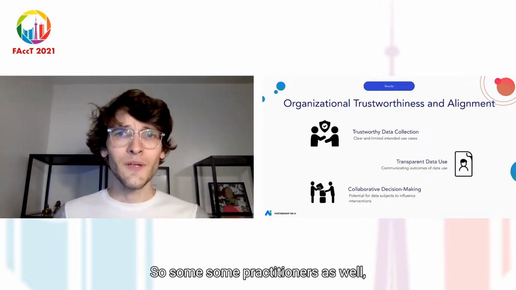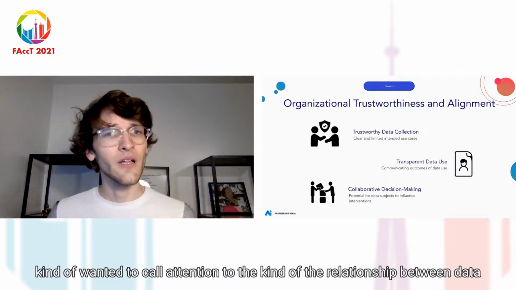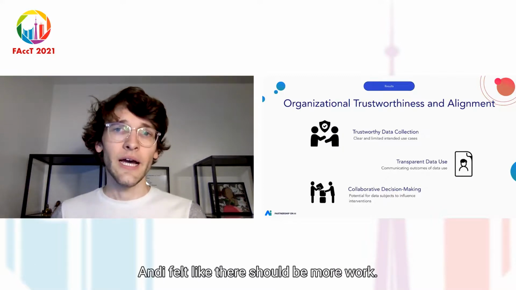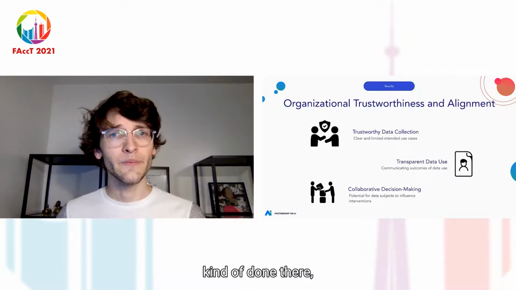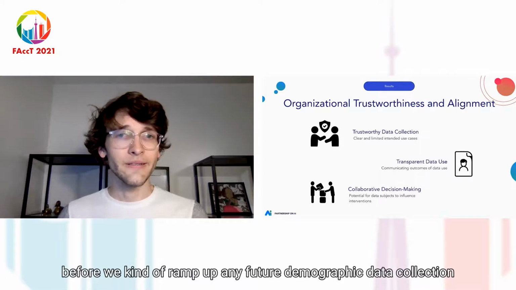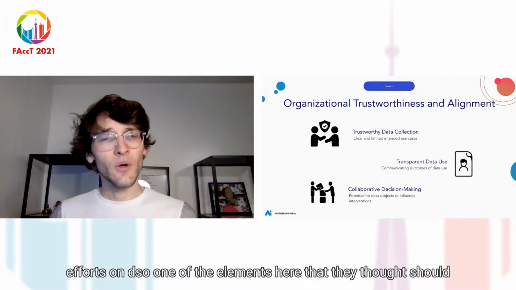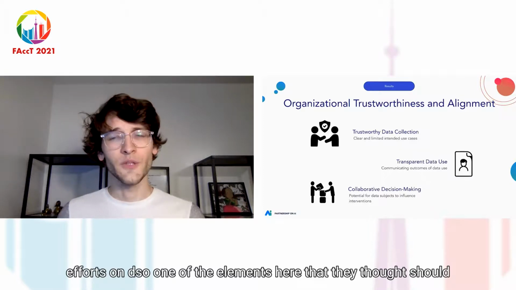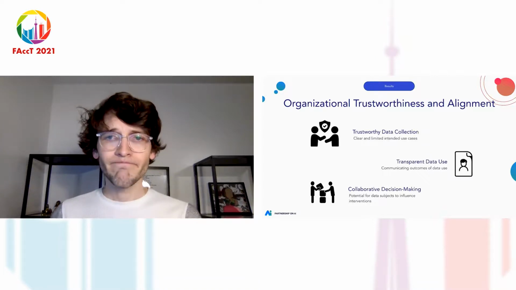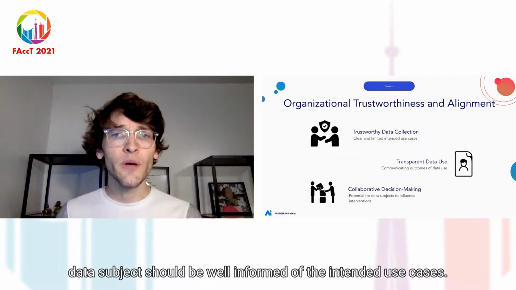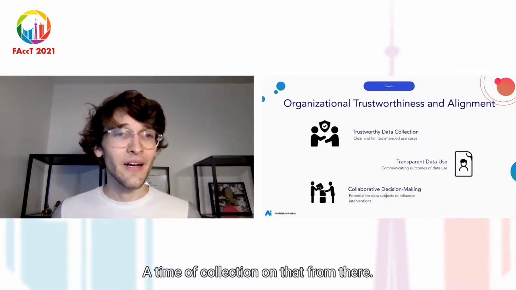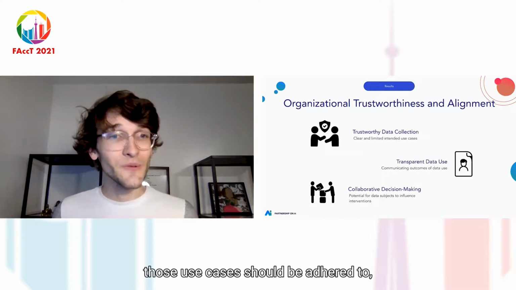Some practitioners also wanted to call attention to the relationship between data subjects and organizations, and felt there should be more work done there before we ramp up any future demographic data collection efforts. One element they thought should be improved is the trustworthiness of the data collection process. Data subjects should be well informed of the intended use cases at the time of collection, and those use cases should be adhered to.